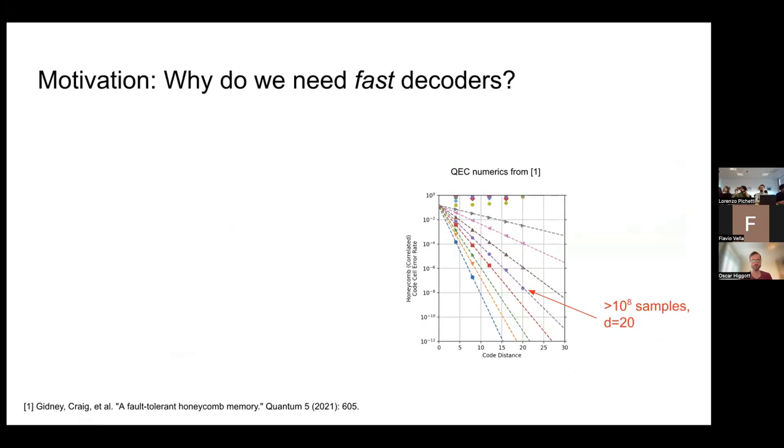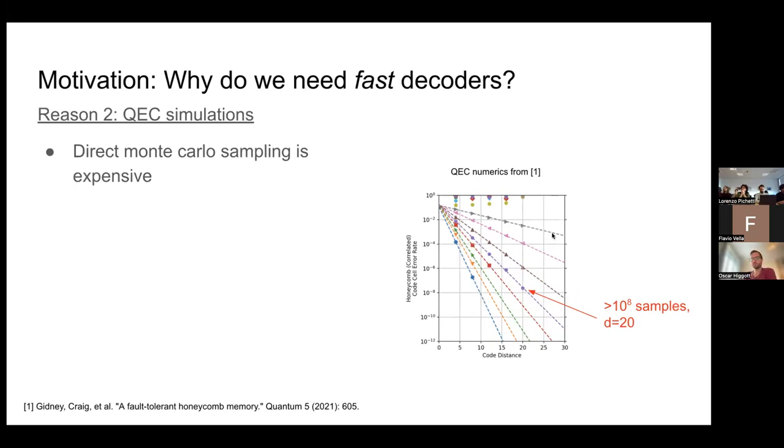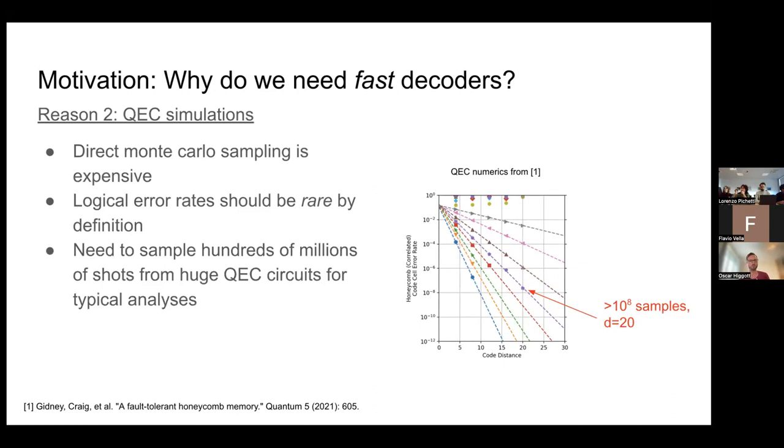Okay, so that's one reason we might want fast decoders. But another, so that's to actually construct a quantum computer, but another important reason is for error correction simulations. To evaluate the performance of error correcting codes, error correction research often requires using, say, direct Monte Carlo sampling. And this is very expensive, because logical error rates should be rare by definition. So if you want to evaluate different error correcting codes, that means taking many, many samples, often hundreds of millions of shots from these very large circuits, to carry out typical analyses. And so a decoder is a subroutine in these simulation tasks. So it's important that the decoder is fast to enable more error correction research, and to open up new avenues of research. So fast decoders are also important tools for error correction research.